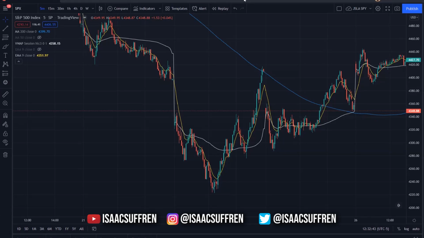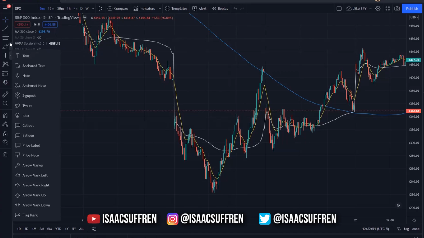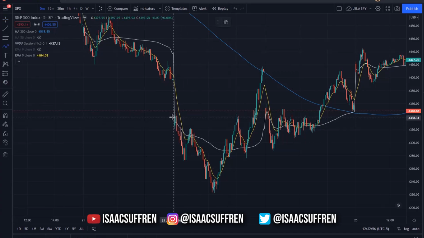First things first, we have an inverse head and shoulders, which is the only reason I had this on here, because it was literally the first pattern I saw when looking at this SPX chart. So let's see, we have inverse head and shoulders.